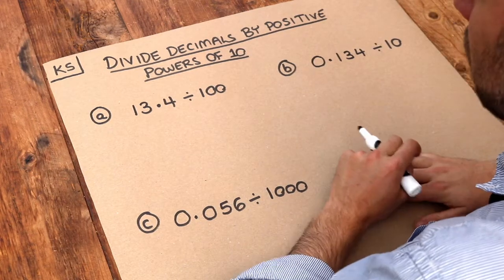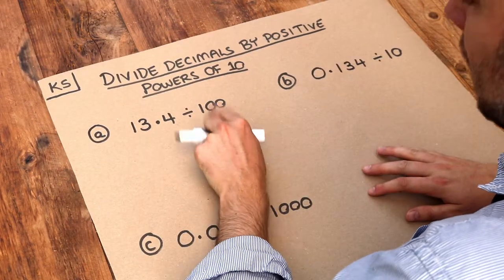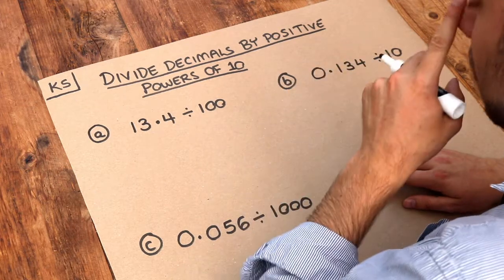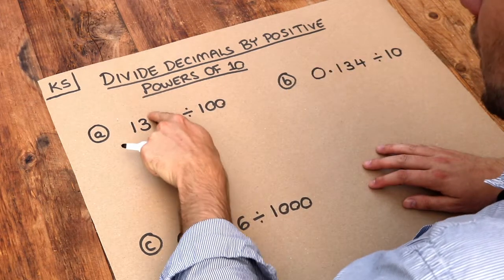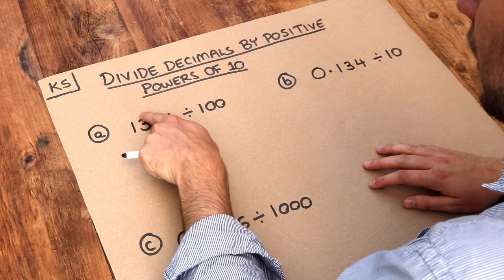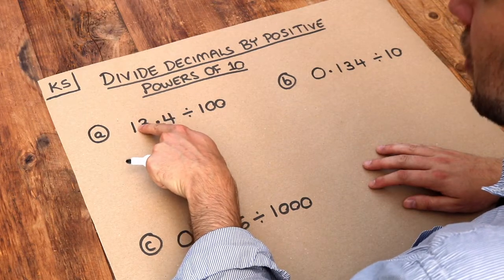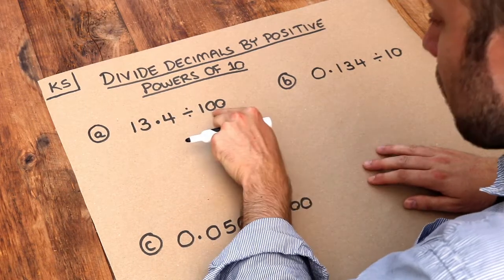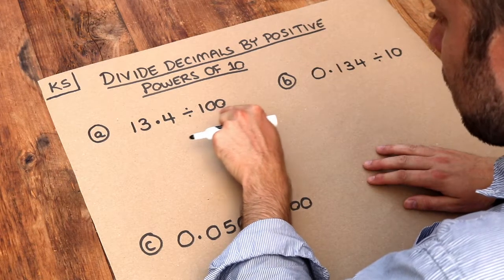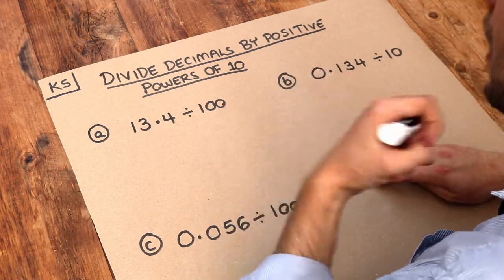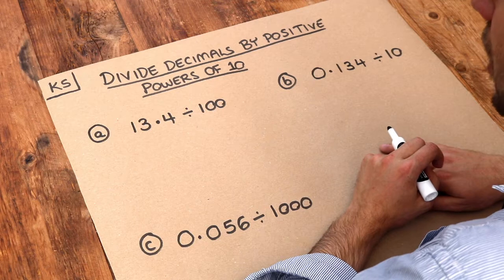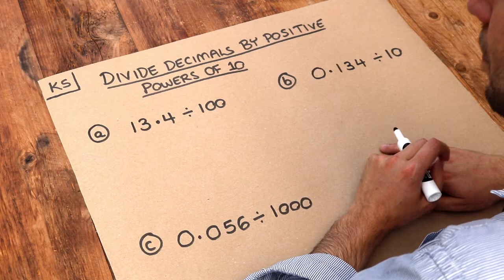Now the only thing you need to remember here is that when you divide by say 10 or 100, that's going to move the decimal point to the left, because by moving the decimal point to the left, that's going to make the number smaller. And the number of zeros on this here, so if it's 100, we've got 2 zeros, that tells us how many times we're going to move the decimal point to the left.